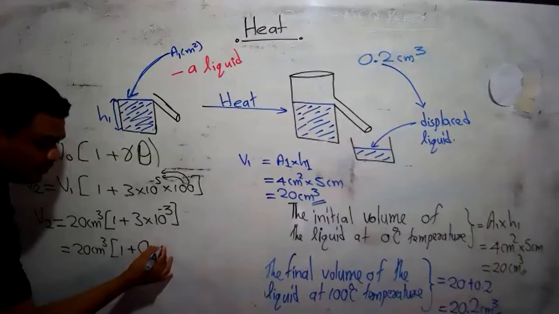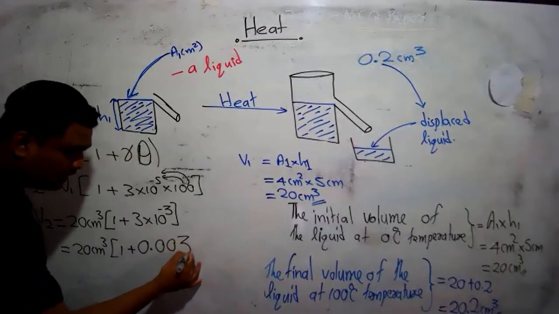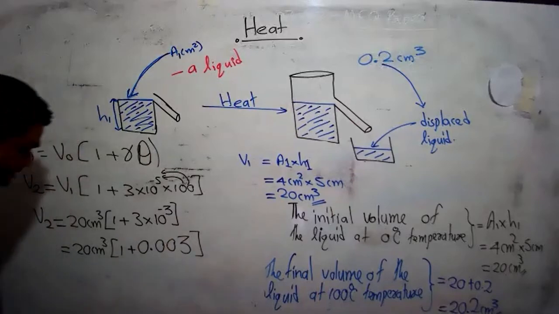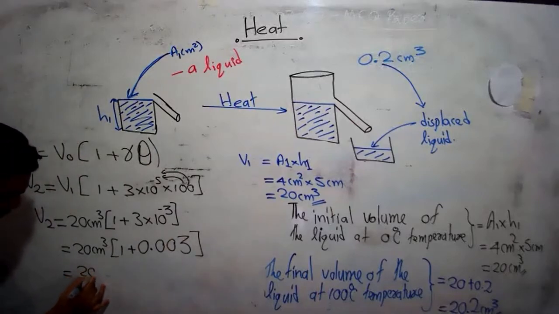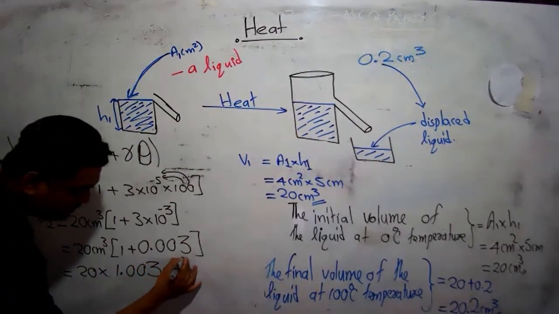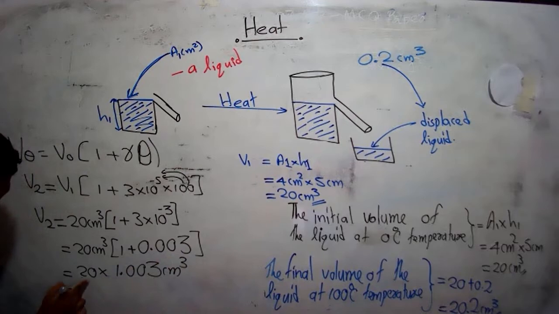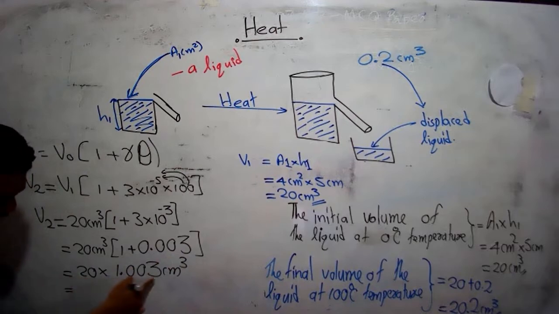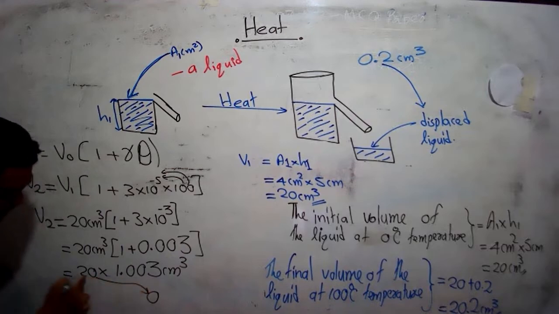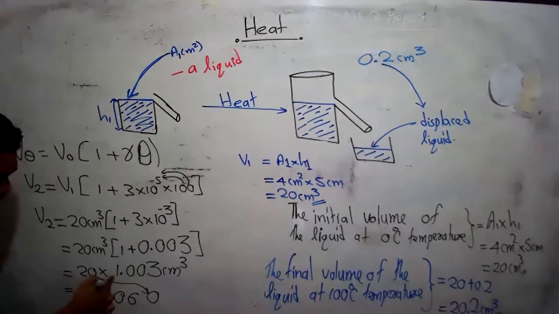decimal places, 0.003. 1, 2, 3, 10 to the power minus 3, 3 decimal places. So that is 20 into 1.003 cubic centimeter. Let me multiply. 20 times 3, sorry, let me write the 0 here, then I'll multiply by 2. 2 times 3 is 6, 2 times 0, 0, 2 times 0, 0, 2 times 1 is 2.